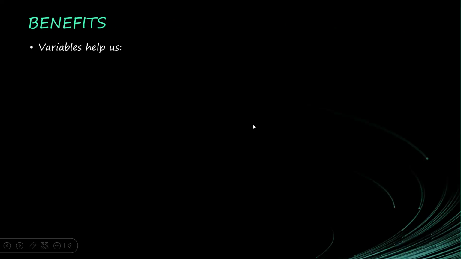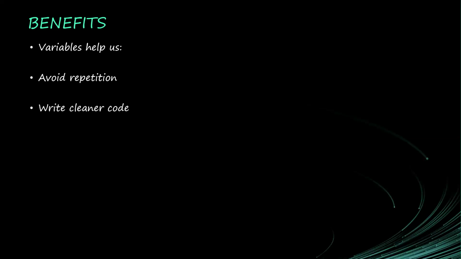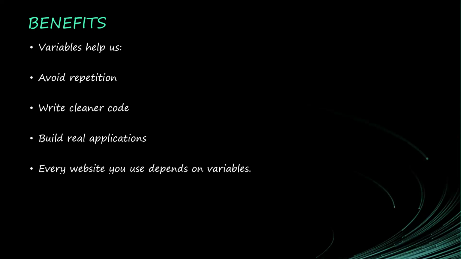So benefits: variables help us avoid repetition of code or repetition of a value. Because in the other case, we were doing John, John, John three times. But when we stored it in a variable, we only have to use that value once, and then we are reusing the name. So it helps us to write cleaner code. It helps us to build real applications. Every website you use depends on variables. You cannot write any program. There's no software without variables.